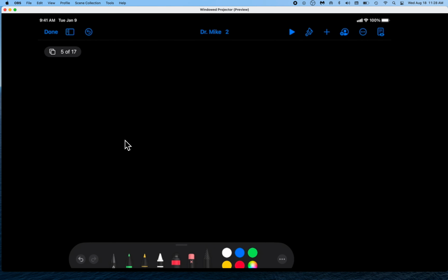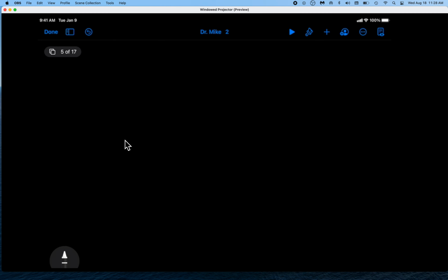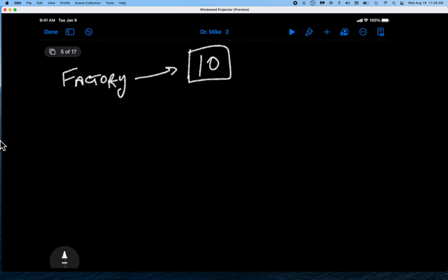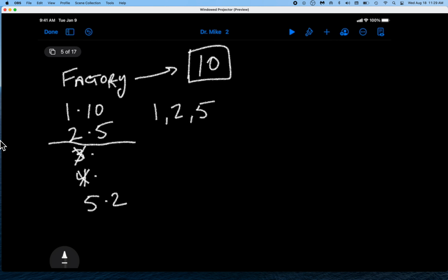Let's identify the factors of 10. We put 10 in the box. Remember, factors, like a factory, create a number. 1 times 10. 1 and itself are always factors. We have 2 times 5. 3 times something? No. 4 times something? No. 5 times 2, we're in repeat mode. We stop right here. Here are our factors. Now, ladies and gentlemen, because there are more factors than 1 and itself, this is called a composite number.